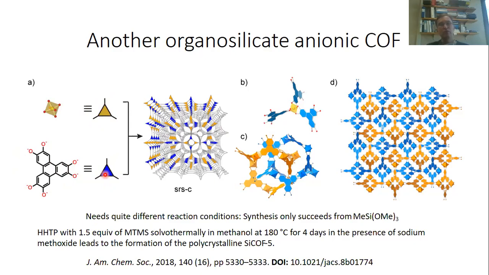interconnected framework. So you have actually here a higher degree of framework connectivity. And that leads to additional difficulties to crystallize the material. So if you try to synthesize it like the material that we just discussed before, you will find that it does not crystallize, even though the chemistry is very similar. Rather than that, you need a special precursor to make the crystallization succeed. And this is methyltrimethoxysilane.